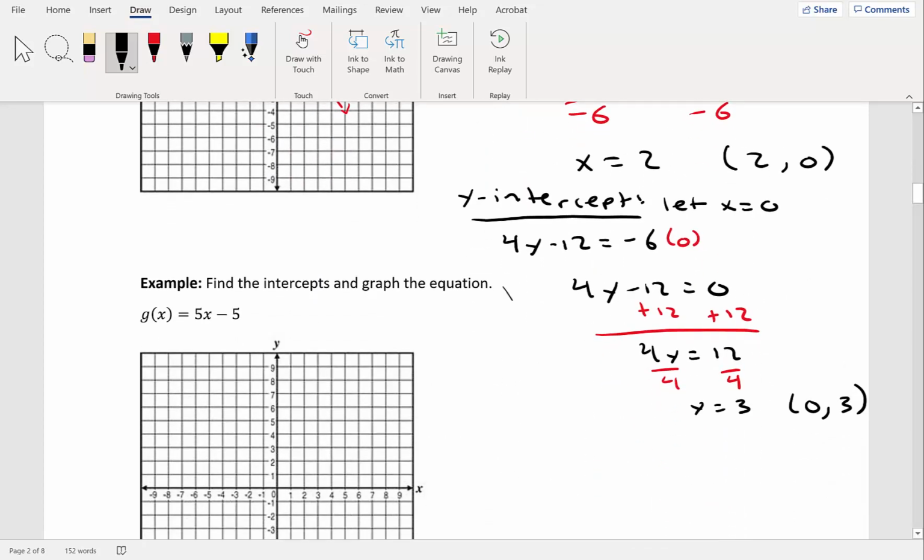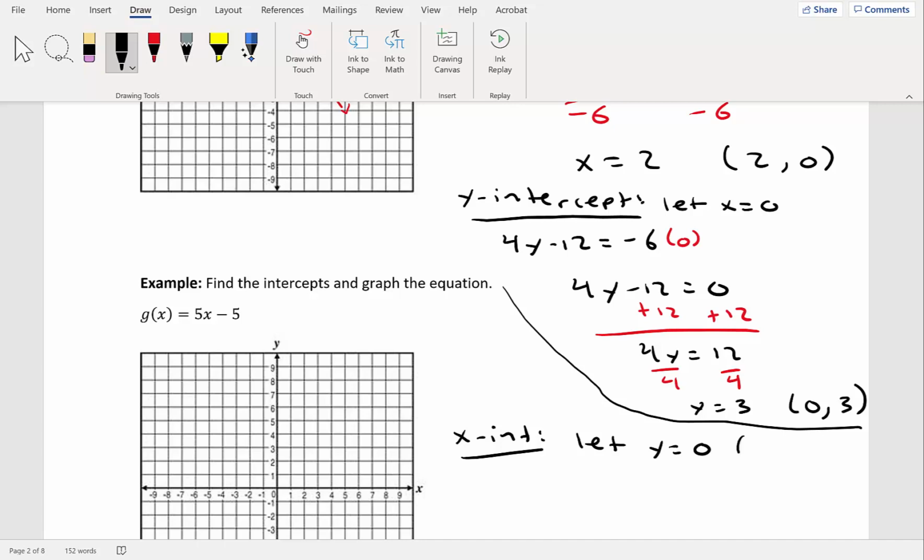Let's take a look at another example. This time, same type of example, find the intercepts and graph the equation. We have g of x is equal to 5x minus 5. Let's start off with our x-intercept. We're going to let y be equal to 0. This time we're given function notation. Remember, g of x is similar to just y. So g of x is just equal to y. So we're going to change g of x into 0 and then solve for x. So we have 0 is equal to 5x minus 5.